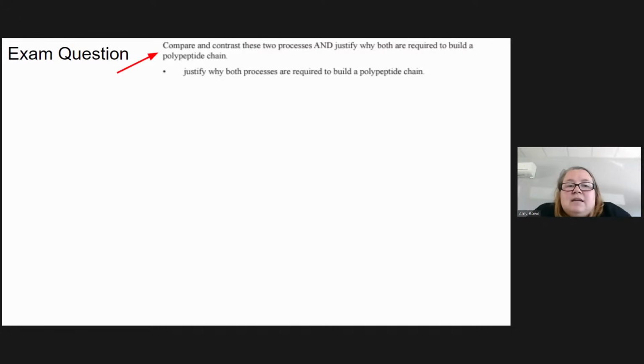Okay, so the last part says to justify why both processes are required to build a polypeptide chain. But instead of doing that, we're going to make sure we reread the question every time we go to answer one of those bullet points. And the first part of the question says to compare and contrast the two processes of translation and transcription and justify why both are required to build a polypeptide chain.